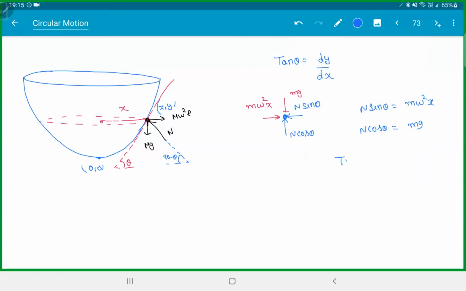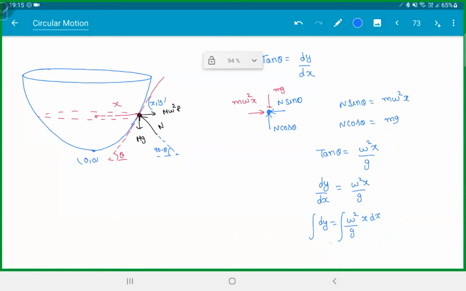Divide them, you get tan theta is omega square x by g. But I also know tan theta is nothing but slope dy by dx. So you have to get tan theta from physics, and then tan theta is dy by dx, and finish it off. Omega square x by g, integrate, and dy is omega square x dx by g. Integrating, you end up with y is equal to omega square x square by 2g. This is a parabola.